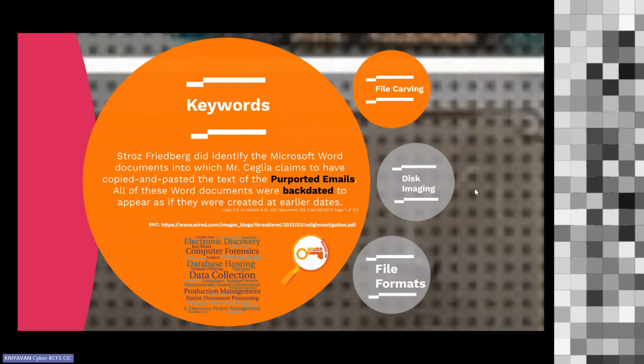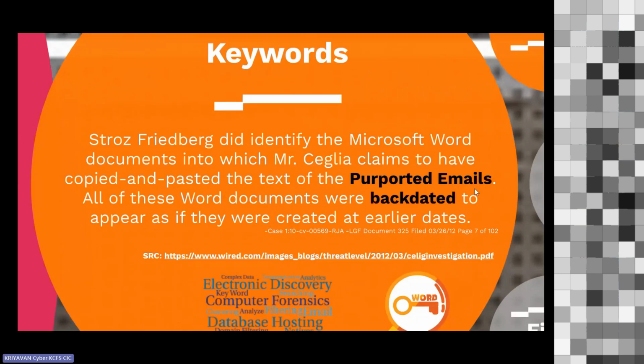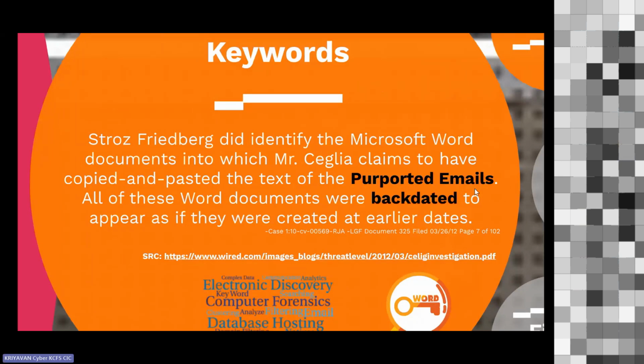We'll start the keywords. But before that, what is a keyword? You see here, this is a report from a case document, page number 7 out of 102. Scott Friedberg did identify the Microsoft Word document in which Mr. Seglia claims to have copied and pasted a purported email. All of the Word documents were backdated. It's a report, you read it, you understand. But the important keywords here are purported email and backdated.